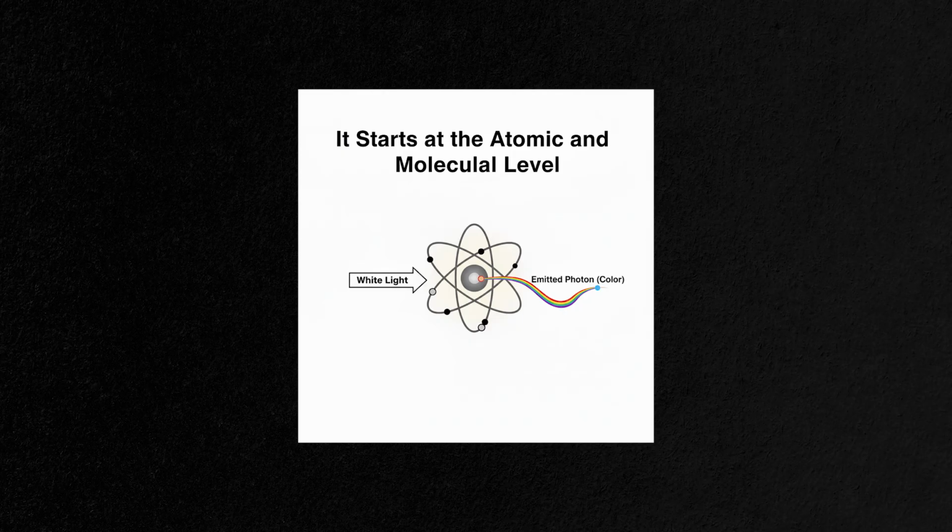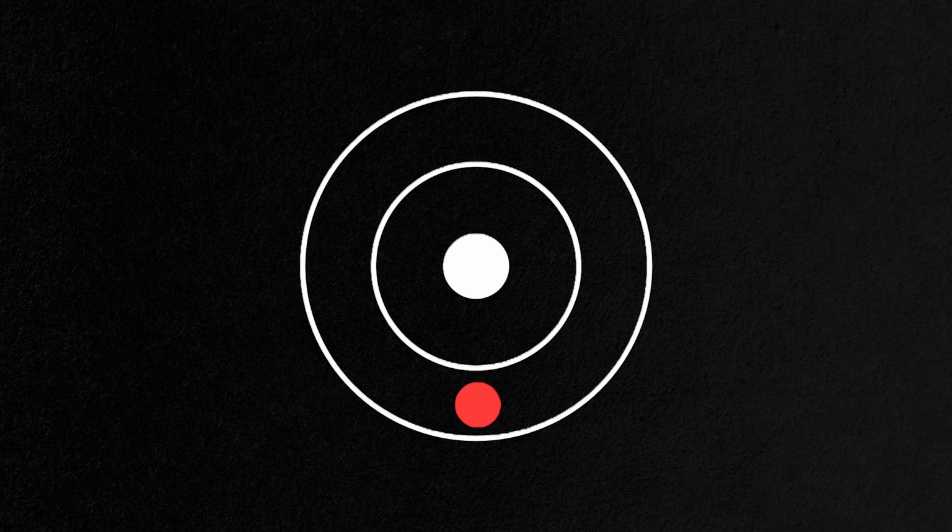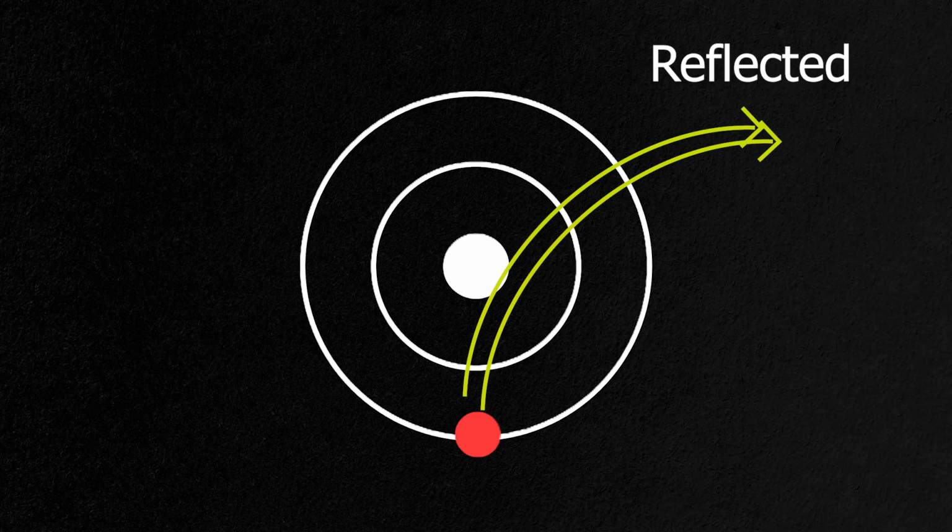It starts at the atomic and molecular level. When light hits a molecule, electrons can absorb certain energies and jump to higher energy levels. They can only absorb specific amounts of energy, so only certain wavelengths get absorbed and the rest are reflected. That's the color we see.